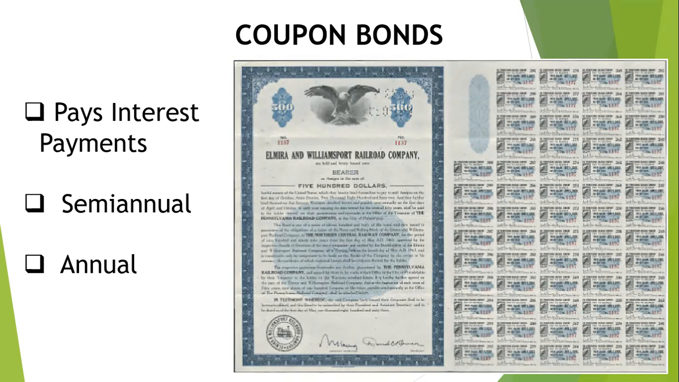Coupon bonds are also known as what we call bearer bonds because they are not registered in the issuer's books, and whoever physically holds the bond can collect the interest payments. And as you see here, this is actually a coupon bond, and you see the coupons to the right. So when they're making the payment, they will take one of those coupons off and make their payment.